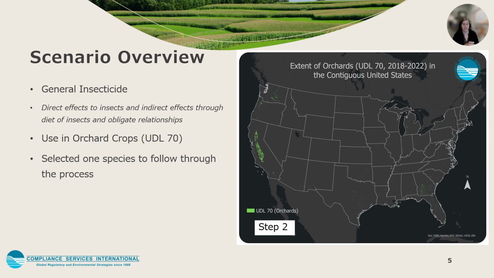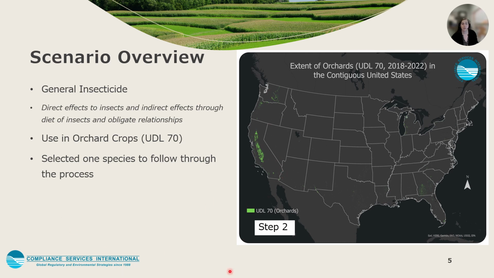So UDL 70, you can see in the map on the screen that the majority of this use data layer is focused here in California. You've got a little bit of the footprint here in Washington and Oregon. There is some here in Georgia, Florida, throughout Texas, but really it's focused here on the West Coast.